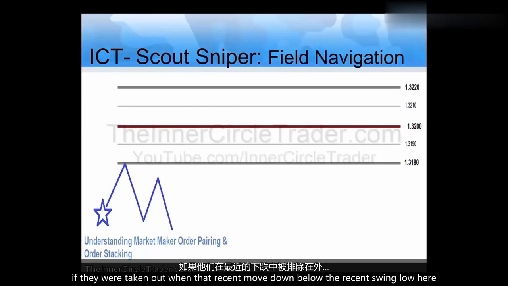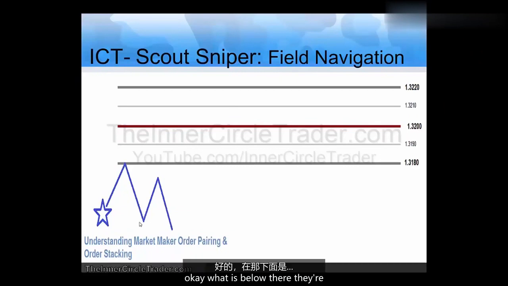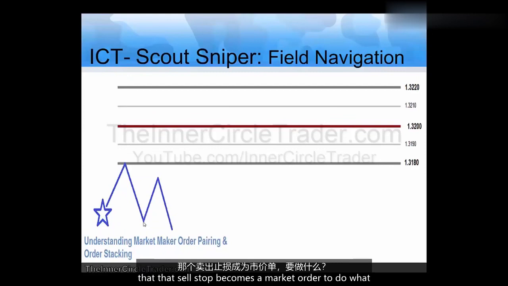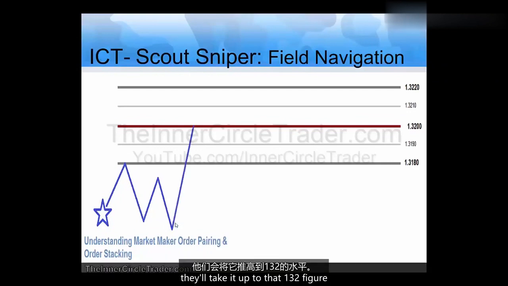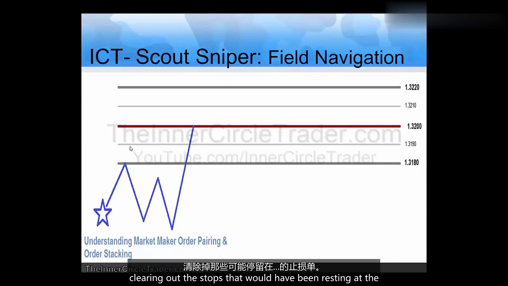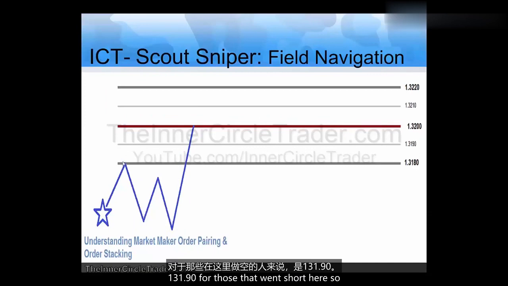If they were taken out when that recent move went down below the recent swing low here, what is below there? They're going to put a what? Protective sell. If the dealers take the price down below that, that sell stop becomes a market order to do what? To sell at the market. Who's going to buy it from them? The dealers. The dealers will buy up that pocket of liquidity, and then they'll reprice, and they'll take it up to that 132 figure, clearing out the stops that would have been resting at the 131.90 for those that went short here. So now, is there anyone short?